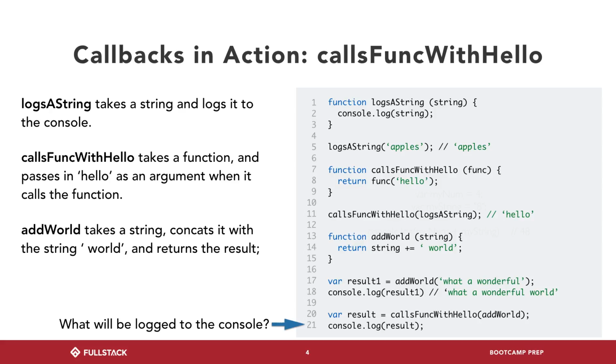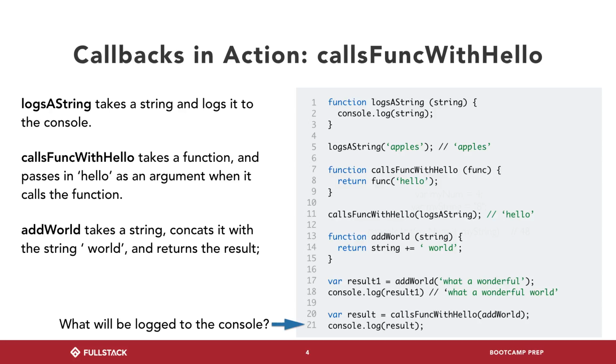Also, Becky, really quickly, just so we close the loop on the returns. Notice how on line 17, we say var result1 equals add world, and what a wonderful. On line 14, we do return the string what a wonderful world. If we just console logged it there and never returned it, then on line 18 that would console log out undefined. But because we are returning the string on line 14, on line 18 we are console logging a variable that represents what a wonderful world. So that's an example of when we would want to use return: if we actually want to capture the value and use it somewhere else.